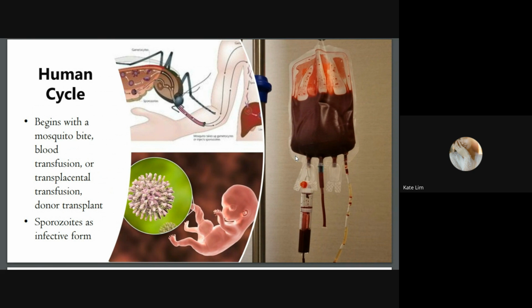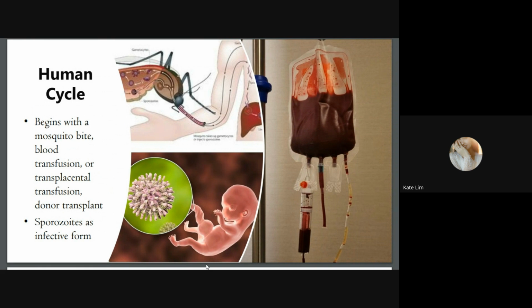Now, we have here another transmission, the transplacental transmission. So this is how it works. When a pregnant woman with malaria has merozoites in her blood, these merozoites can cross the placenta and infect the fetus right here. So this is called congenital malaria. And it can cause serious health problems for the newborn, like anemia. We have also low birth weight. So this is a low birth weight baby.